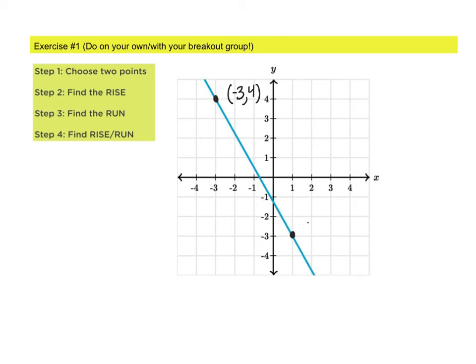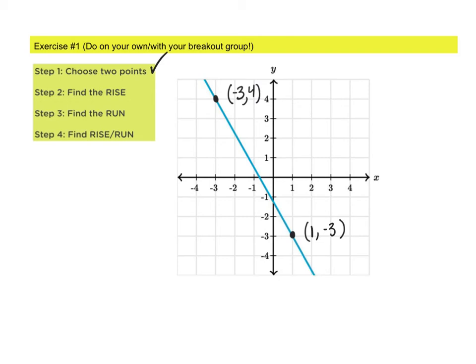This one over here is at, I did my y first on accident. This is at +1 on my x, and then -3 on my y. All right, so I did step 1.